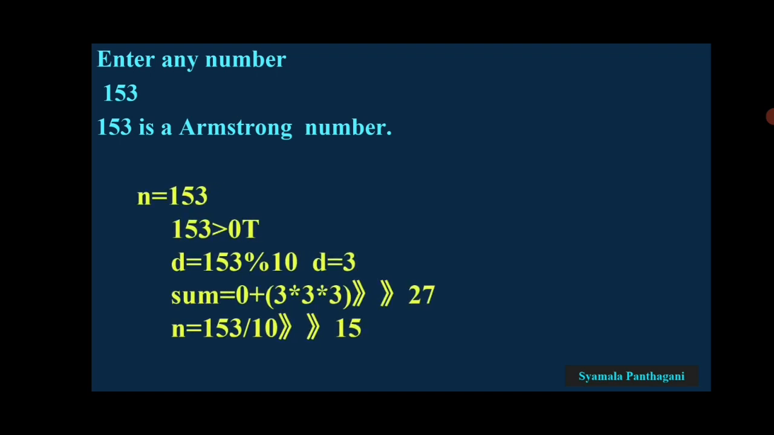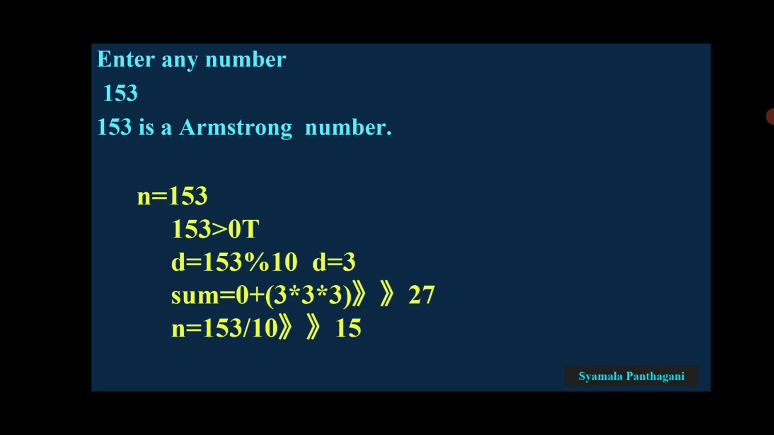What is the initial value of n here? N is equal to 153. Children, note down, very seriously note down, put your mind to understand. N is equal to 153. Now, what is the condition in the while? N is greater than 0, means 153 is greater than 0. That condition is true. That's why come to the body.